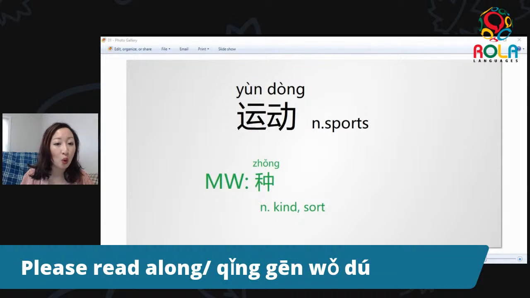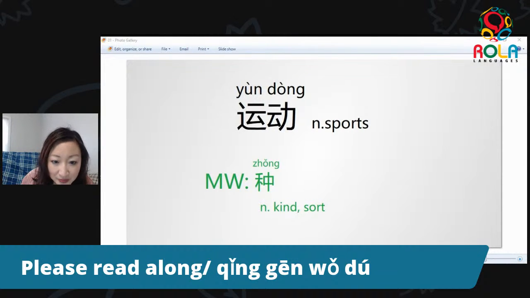It is 种. As you can see, I highlighted it in green. 种 itself carries the meaning of a kind, a sort. So when we're talking about sports, I think even in English, it is okay to say a kind of sports or a sort of sports. So in Mandarin, similarly, the measure word for sports is 种. A kind, if we say 一种运动, a kind of sports.